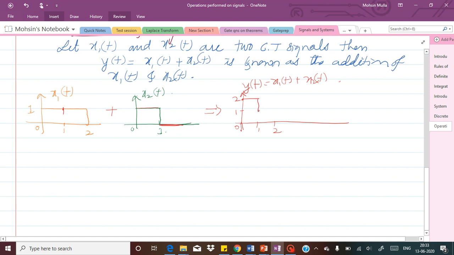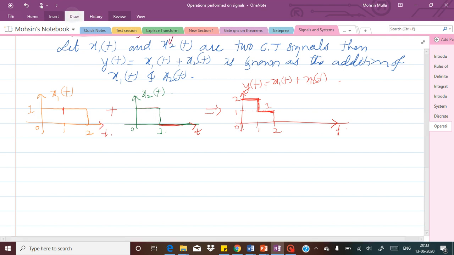So therefore after instant 1 the magnitude will remain 1 plus 0, which is 1 again. So this is what we are going to get. First magnitude will be 1 plus 1, that is 2, and the second magnitude is just 1 plus 0, that is equal to 1. So here this magnitude is 1. So this is the new signal y of t, which is the addition of the two signals.